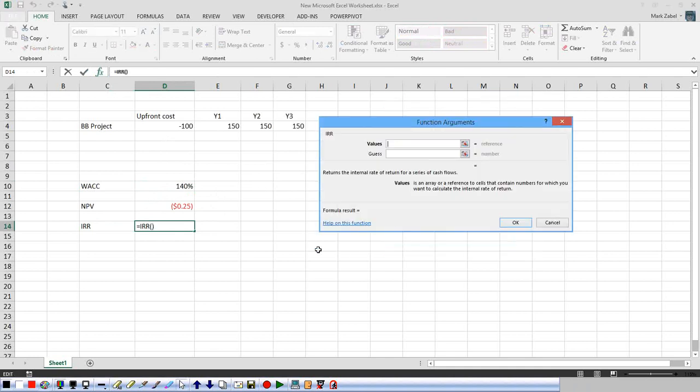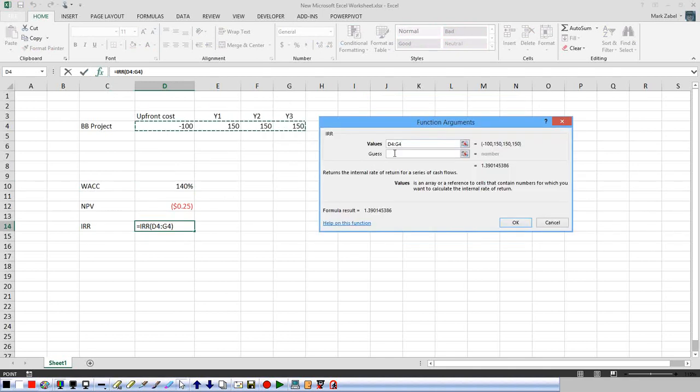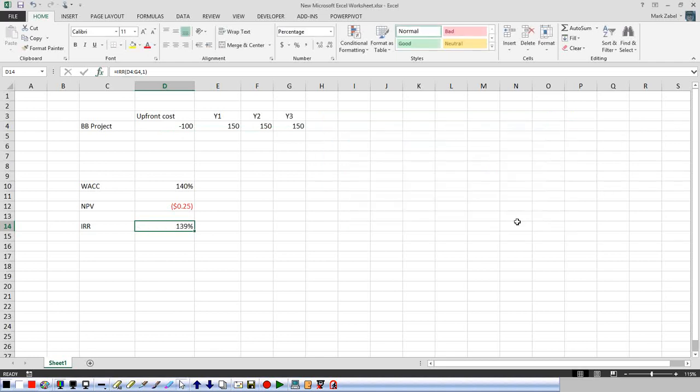There we go. And it wants the values. See, it does it backwards. It wants the values and then the guess. I'll just guess it's 1. Okay. And it should return. There it is right there. You see, it's the same number. Well, you know, within it's the same number between friends. If I tweak this, I would get it to be, there we go. So that's what that number is.